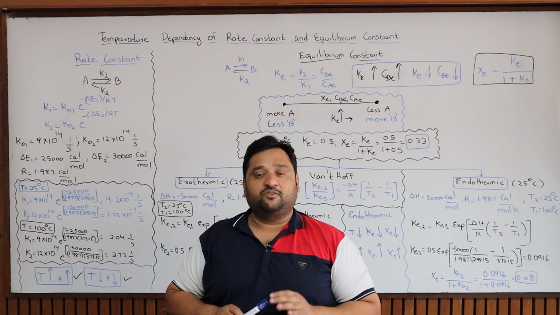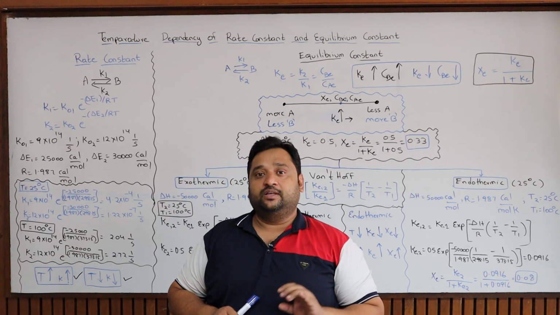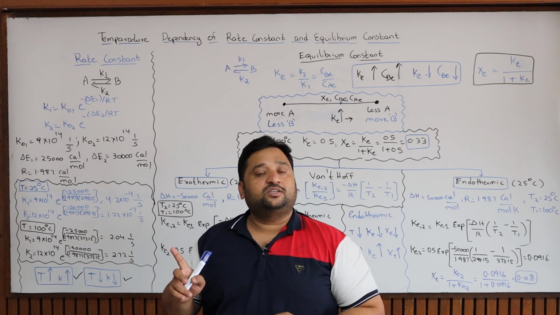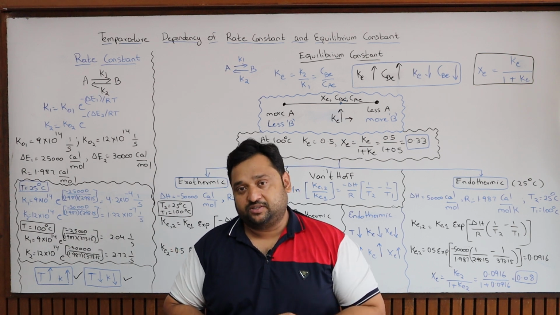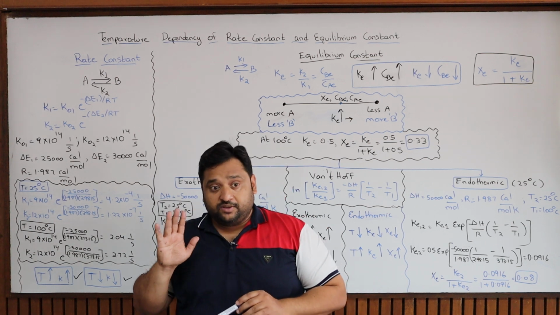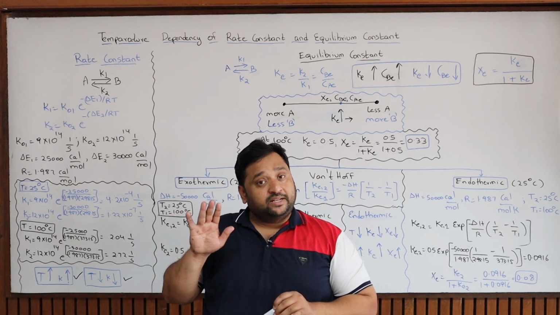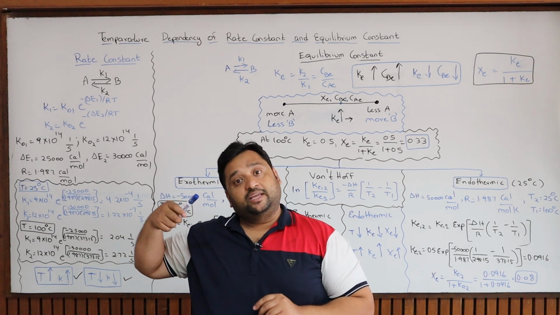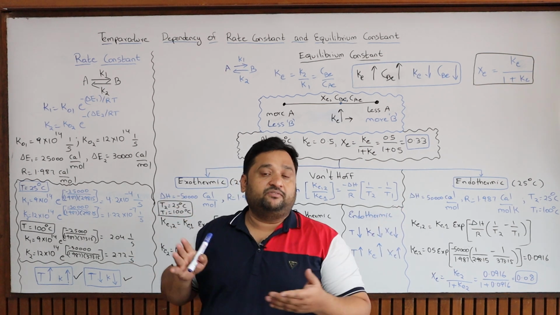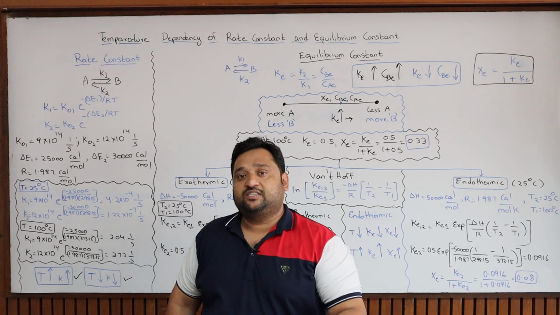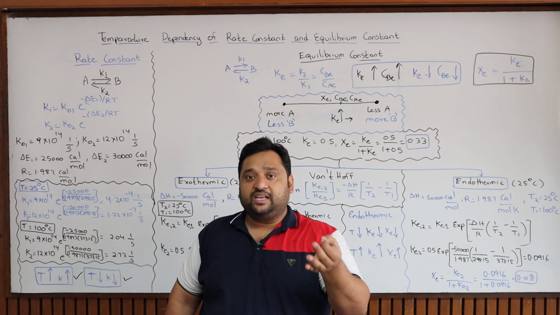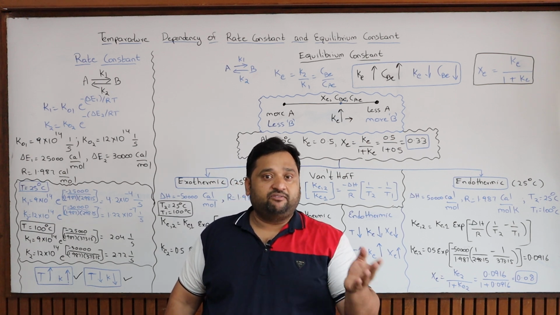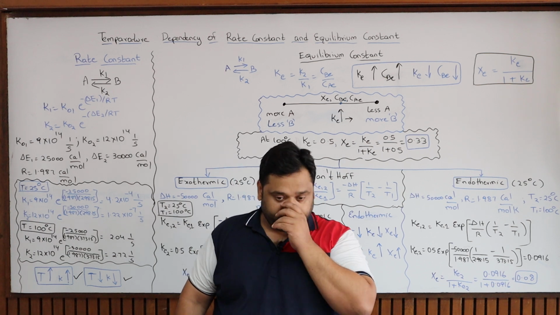In today's lecture, we are going to discuss the temperature dependency of two parameters. One is the rate constant, the second is the equilibrium constant. Because the temperature dependency will be different for the equilibrium constant and different for the rate constant. Let us see with a small example that if I increase or decrease my temperature, how my rate constant as well as equilibrium constant will behave.